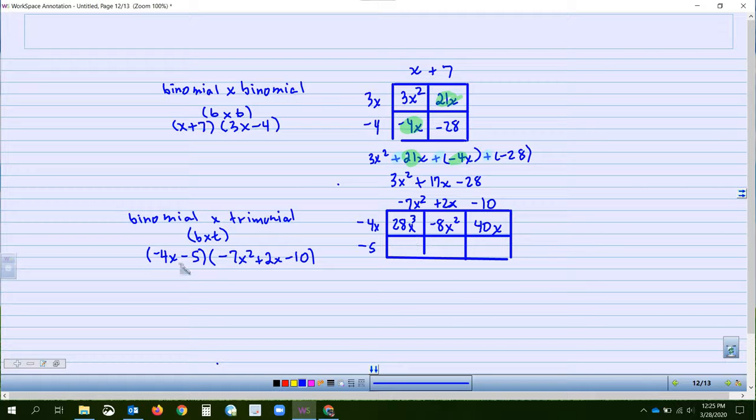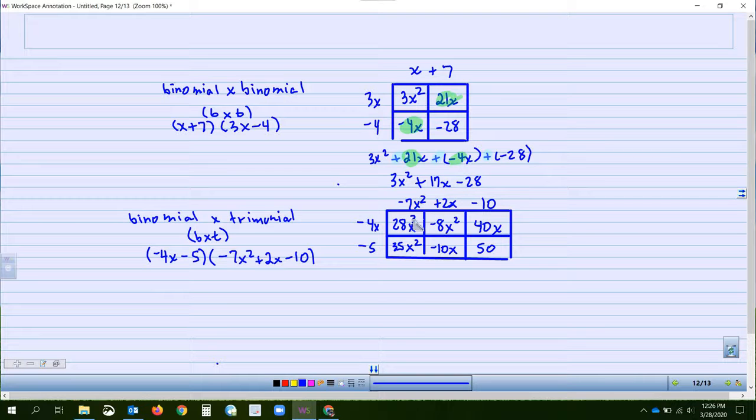X to the second. Negative 4 times negative 10 is going to give me positive 40. I have an x here with no x here, so we tack on the x at the end. That is like distributing that through all of that. And then this next row is like distributing this through all of that. Negative 5 times negative 7 is positive 35 x squared. There's not any x on these, so all of those just tag along. Negative 5 times positive 2x gives me negative 10x. And negative 5 times negative 10 gives me a positive 50.